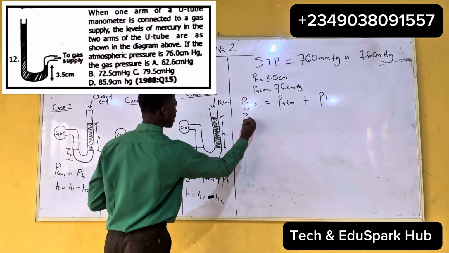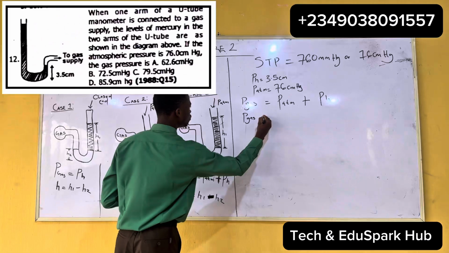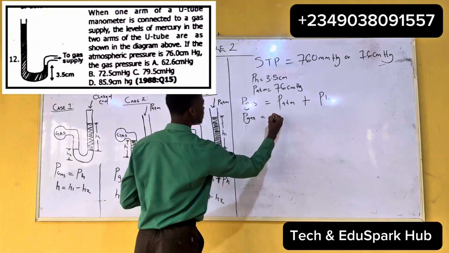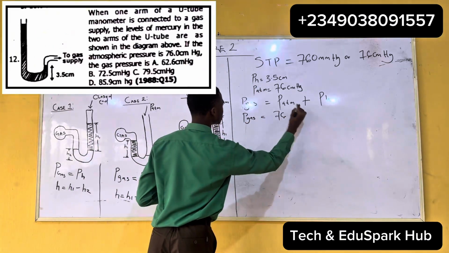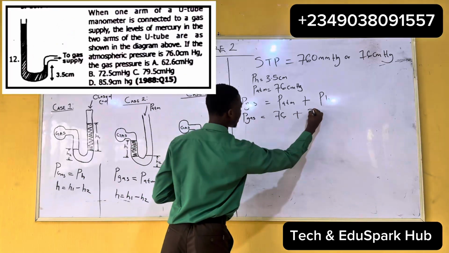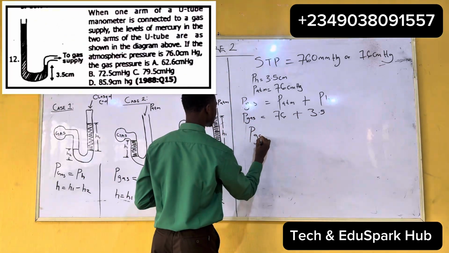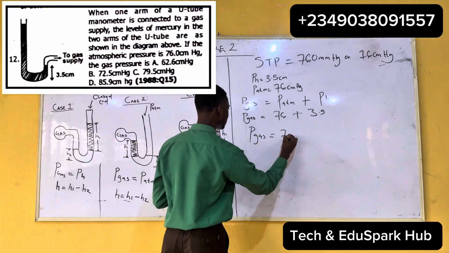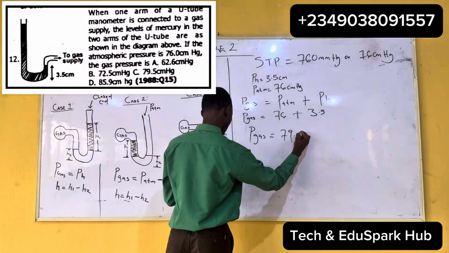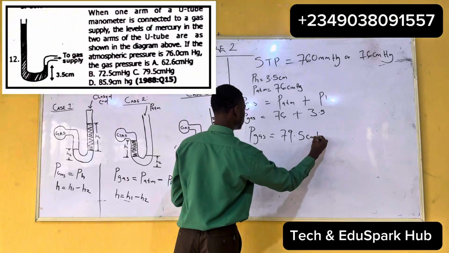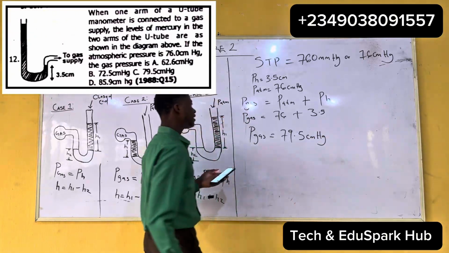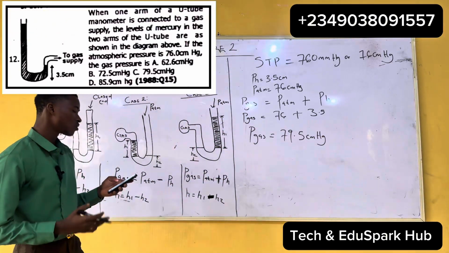So we have the P gas equal to 76 plus 3.5, which is the pressure of the height. So in this case, our final answer, the P gas, will be equal to 79.5 centimeter mercury. And this is our final answer to questions of this type.